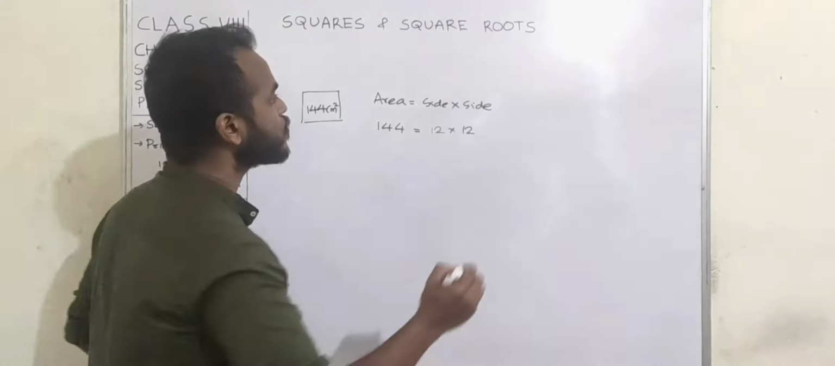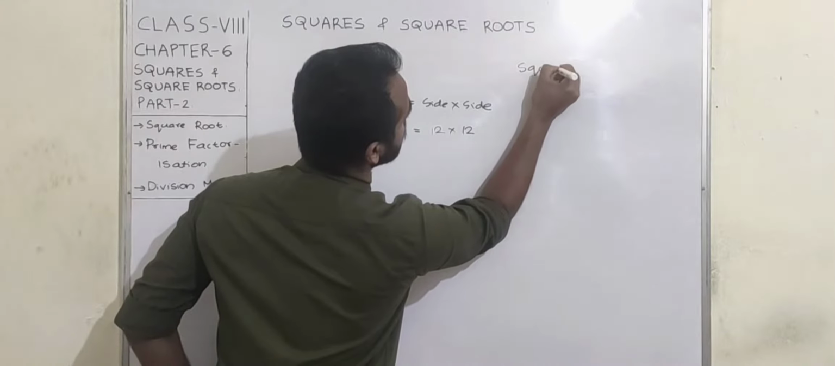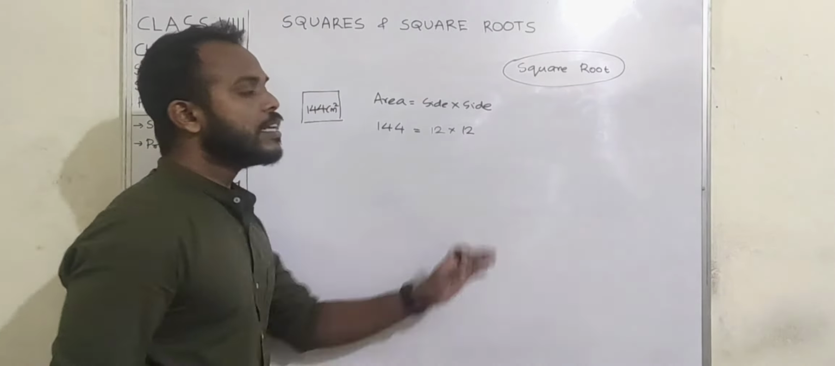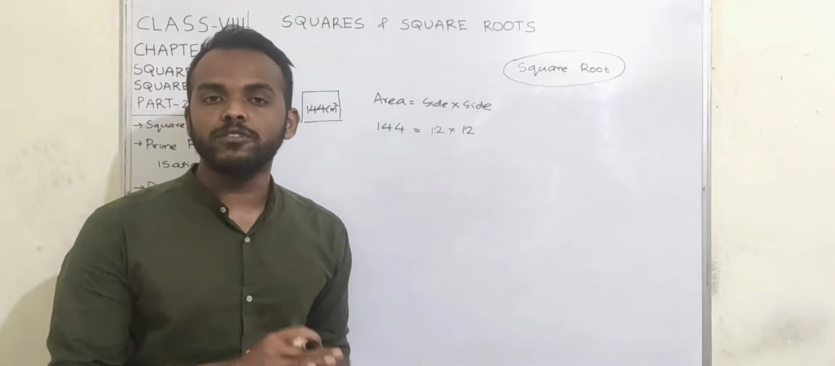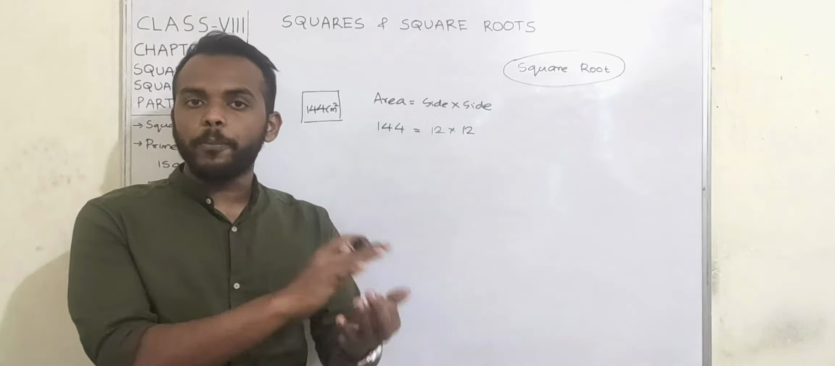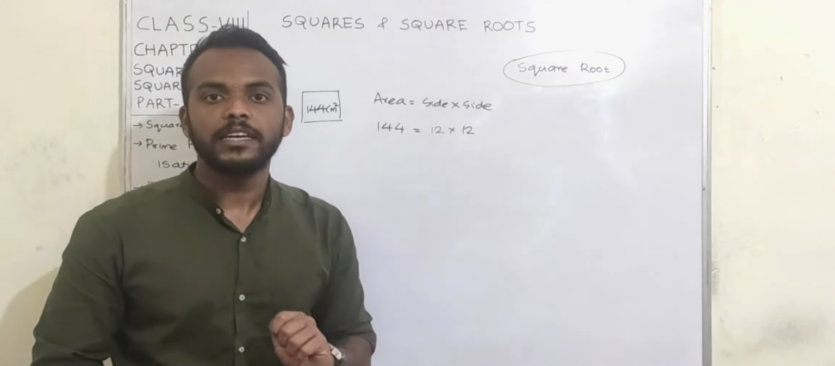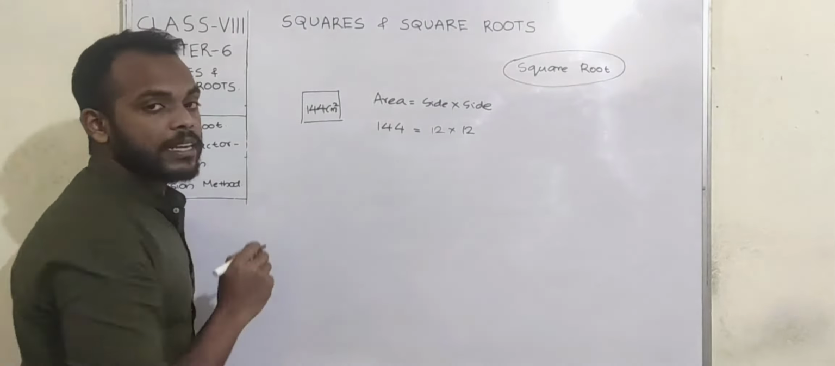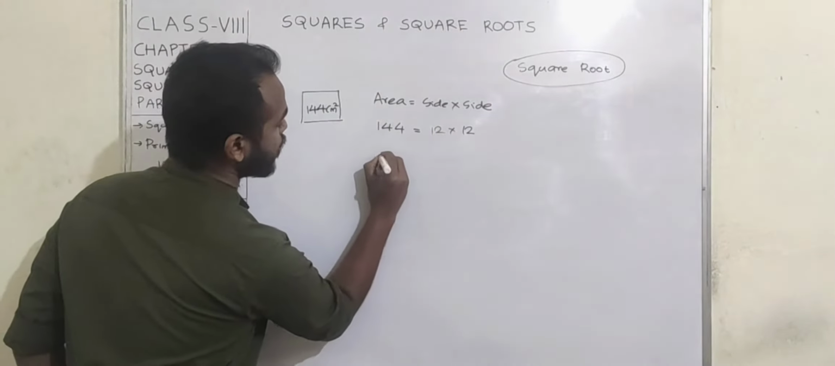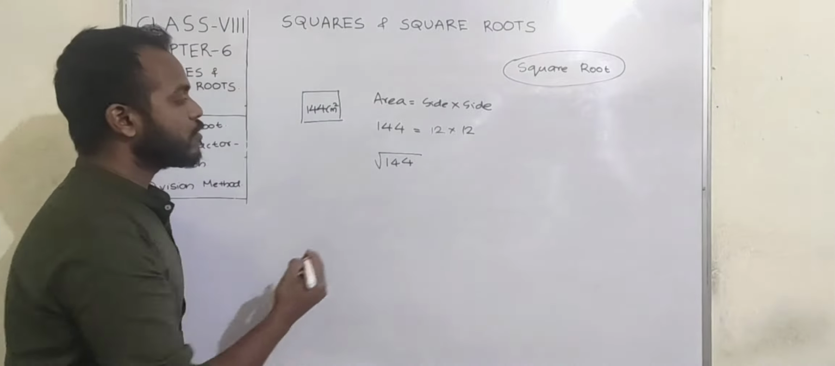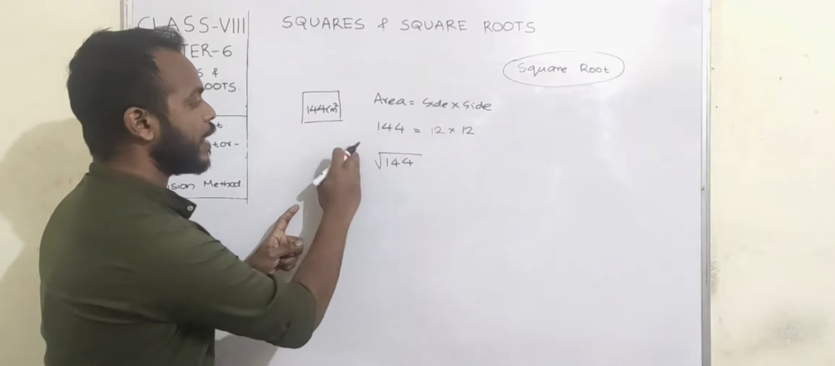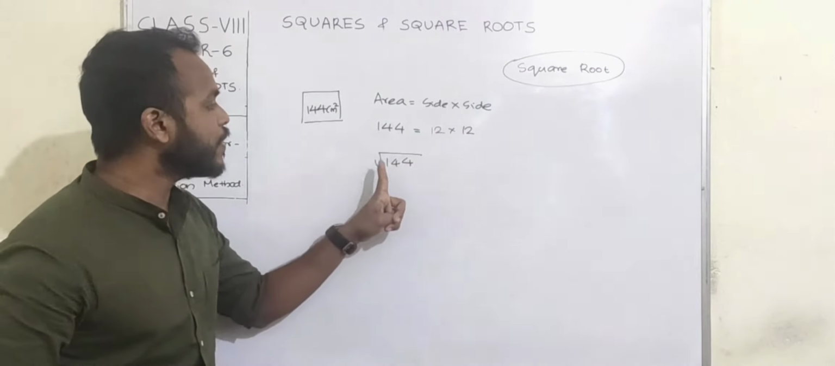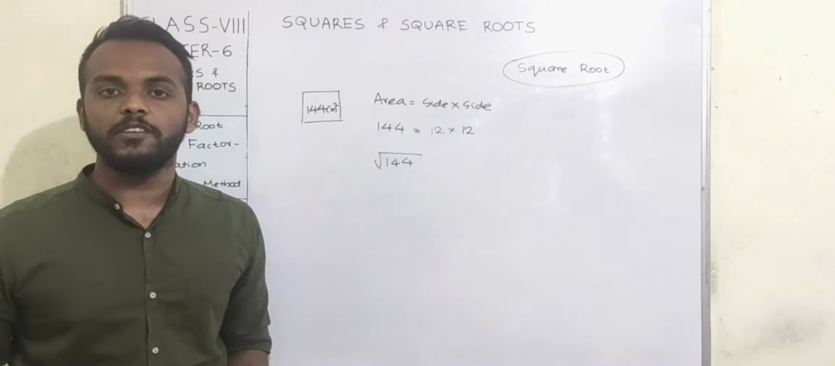There is a new term for you: square root. So that is what we are going to discuss in our first session. Square root of a number. Don't get confused. The just opposite of the square of a number is called the square root. So we can say the square root of 144 is 12, and the symbol that we use to represent it is called a radical. For the time being, we can just read it as square root of 144.